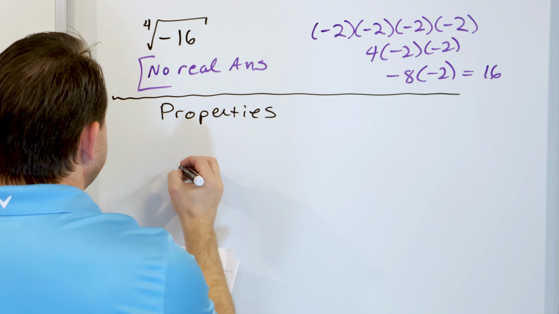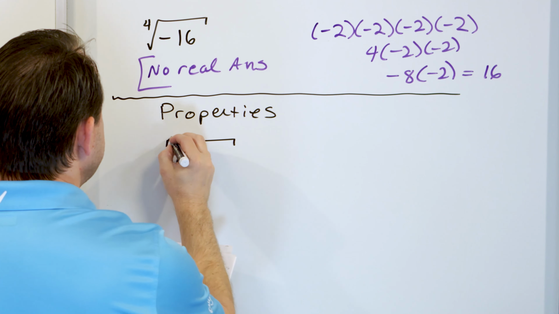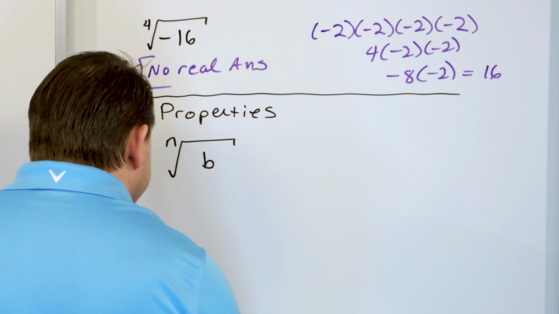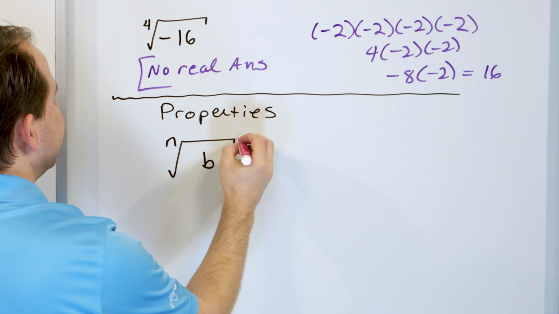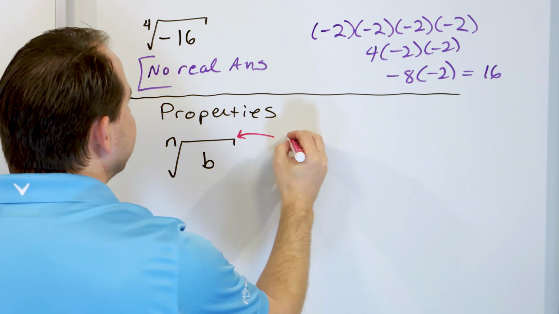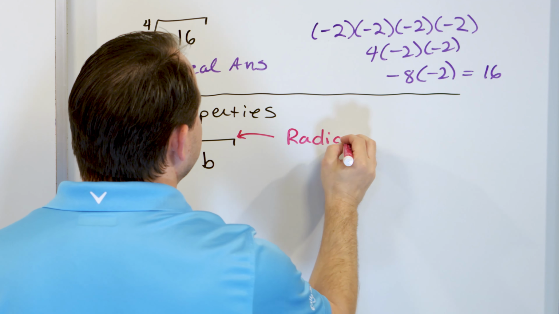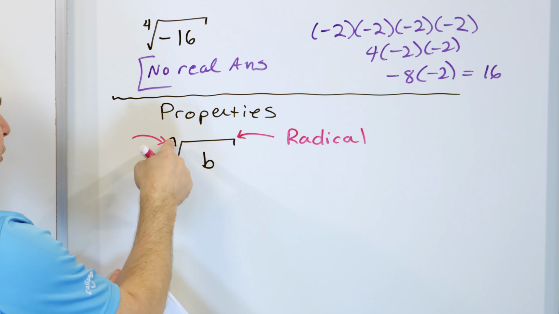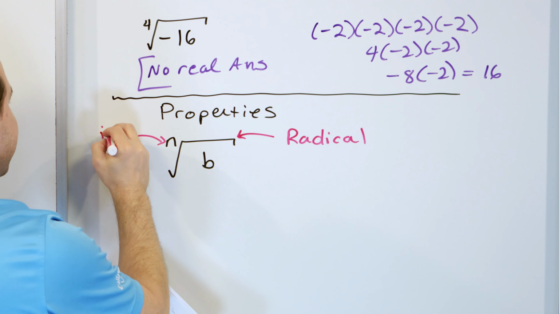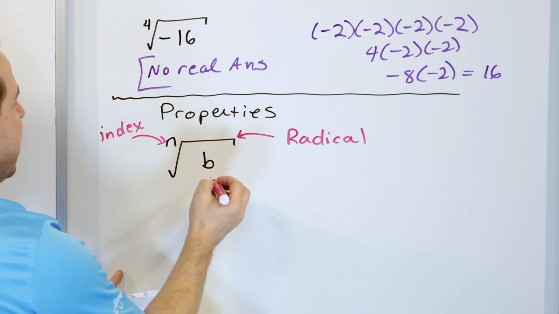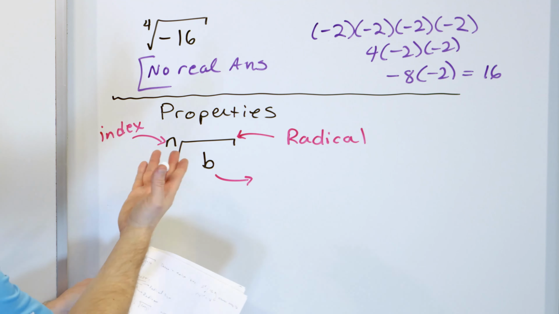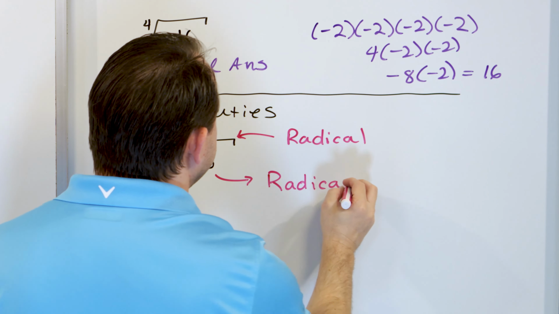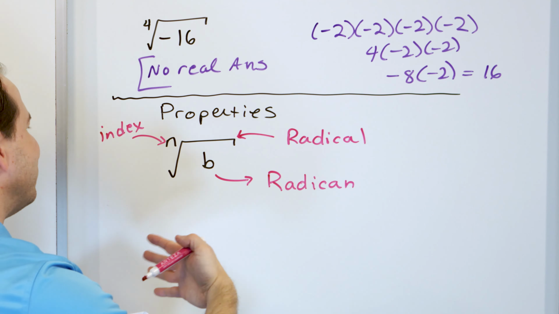But you might be told that you can have a radical symbol with a number n out here and a number b on the inside. This weird check mark here is called a radical, which you already know by now because I've been using it a lot. Whatever n is, is called the index of this radical. And the number b, whatever's underneath, is called the radicand.